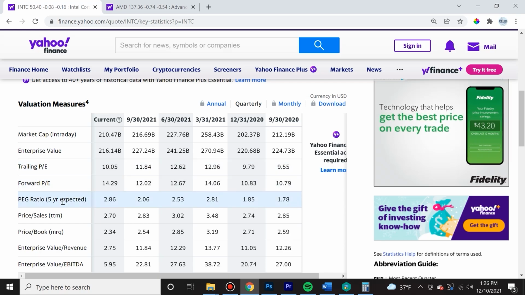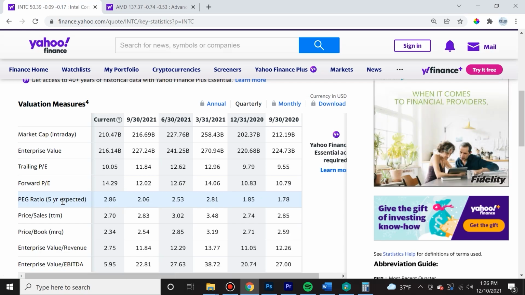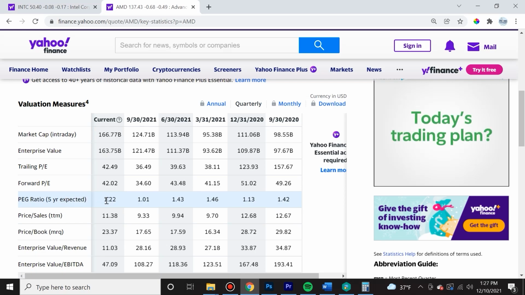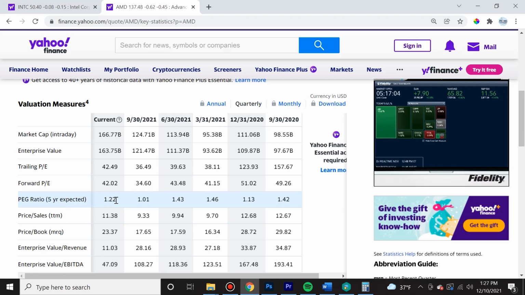However, the PEG ratio, which takes earnings per share growth into account, is showing a different picture. It's showing that Intel has a 2.86 PEG ratio, whereas AMD has a much lower PEG ratio of 1.22.